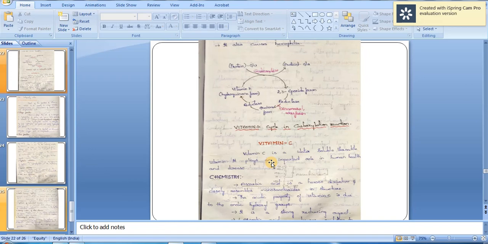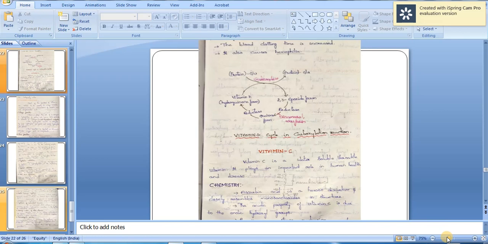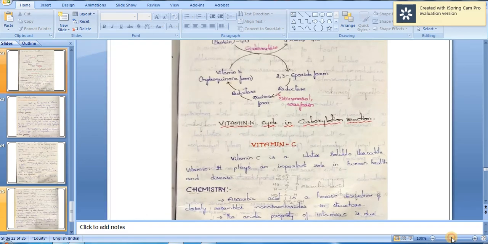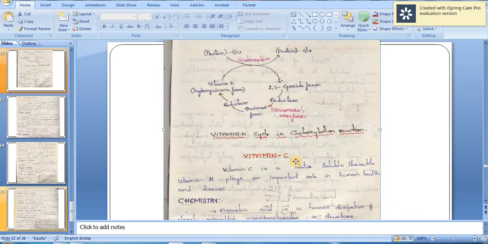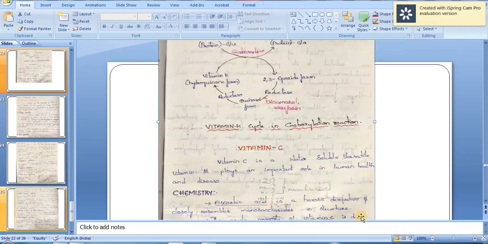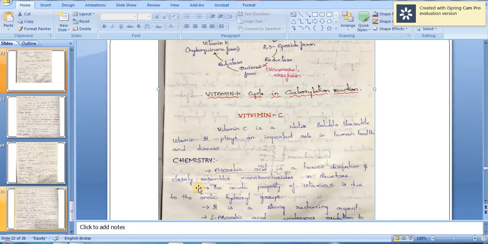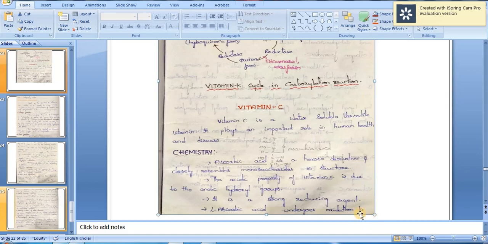Chemistry. Ascorbic acid is a hexose. This is the structure of ascorbic acid. Ascorbic acid is a hexose derivative and closely resembles monosaccharides in structure. It is a strong reducing agent.